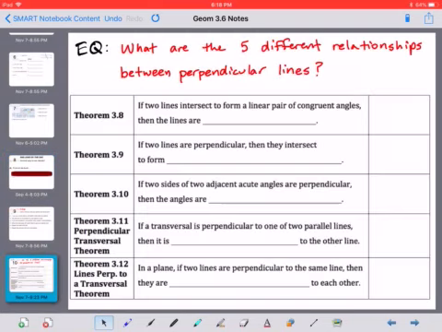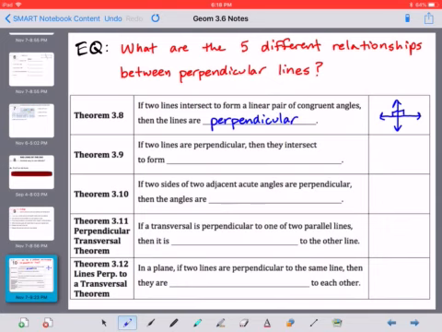So, let's look at our essential question for today. By the end of this video, you should be able to figure out what are the 5 different relationships between perpendicular lines. Well, the first one is in Theorem 3.8, which says if 2 lines intersect to form a linear pair of congruent angles, so say that we have these 2 lines forming a linear pair of congruent angles, that means these both have to be 90 degrees, meaning the 2 lines are perpendicular.